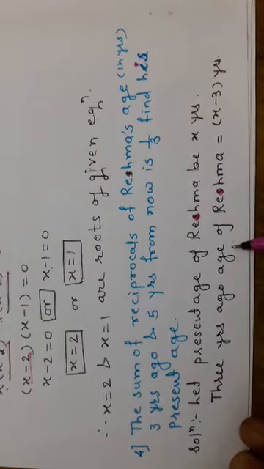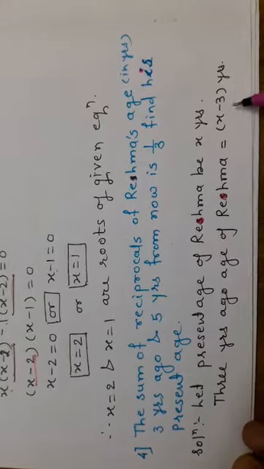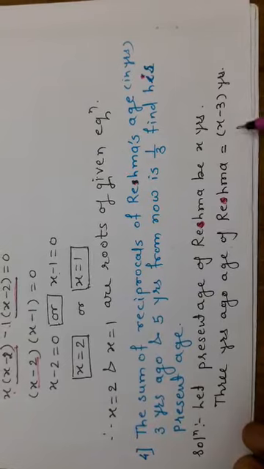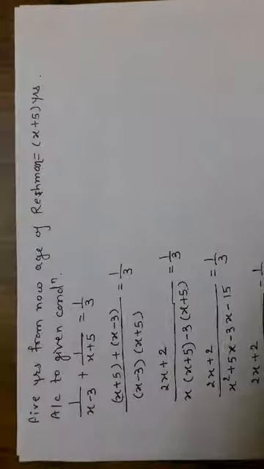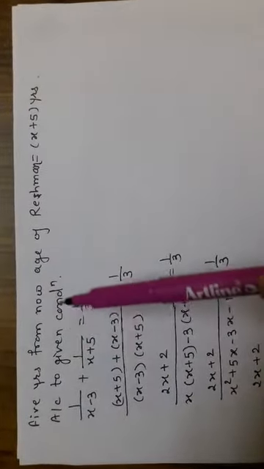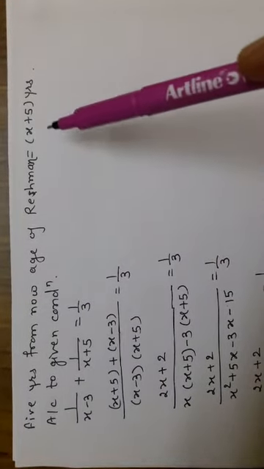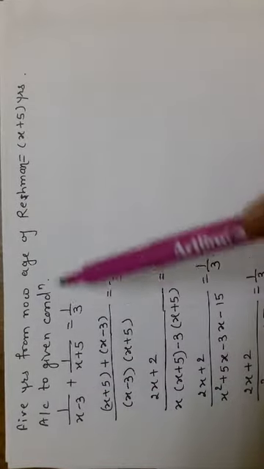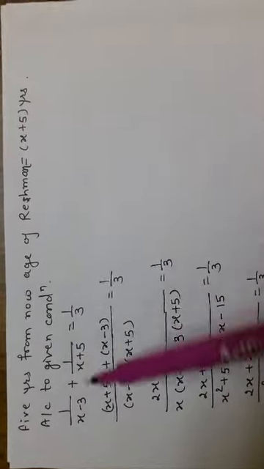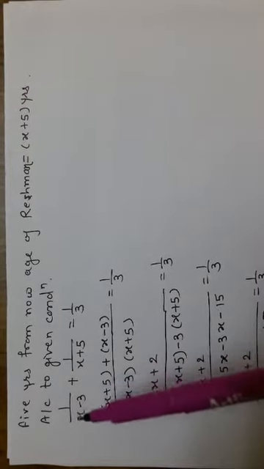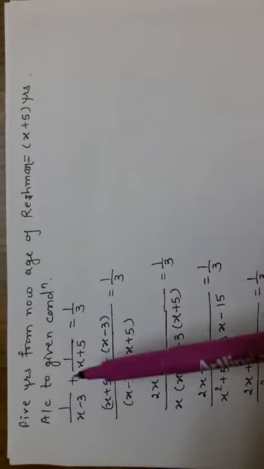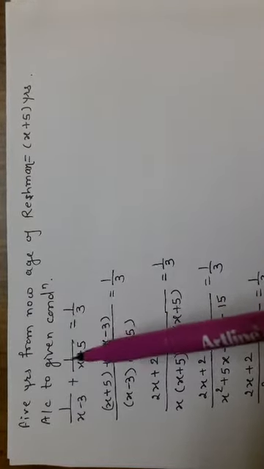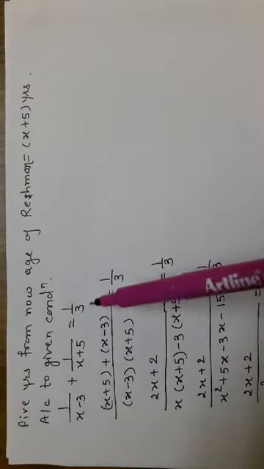3 years ago the age of Rahman will be x minus 3, because 3 years ago his age will be less than x, means x minus 3 years. 5 years from now the age of Rahman will be x plus 5 years. Now according to the given condition, the reciprocal of Rahman's age 3 years ago plus the reciprocal of Rahman's age after 5 years is equal to 1 by 3.